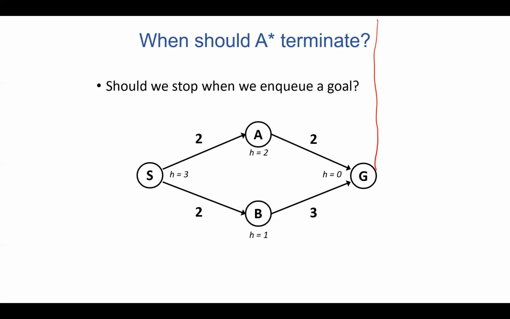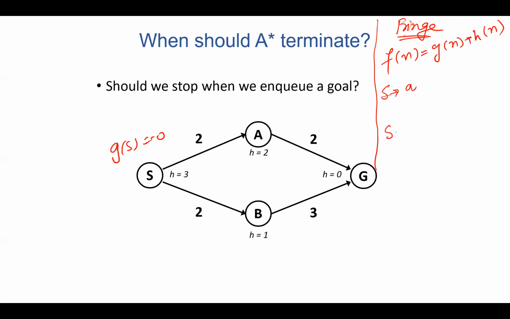Now we're going to have a fringe, right? We start with S. G of S is 0 at this moment. Remember this formula. That's A star, sorry. From S, we can either go to A or we can go to B, right?